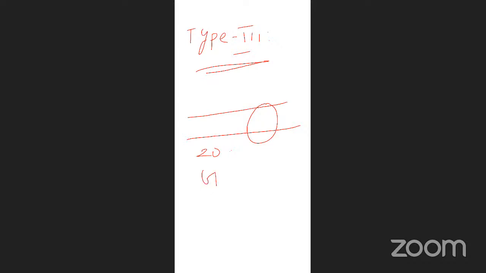G A A T T C, for example, in the 5' to 3' direction. Can you write the complementary sequence to this? Tell me. C, T, T, A, A, G.